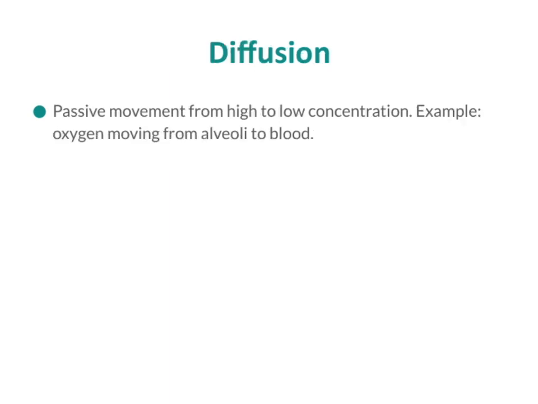Diffusion is all about movement from where there's more to where there's less, from high concentration to low. Think about oxygen in your lungs. It moves from the alveoli, where oxygen is plentiful, into the blood, where there's less. This process happens naturally, without any extra energy. It's a simple, elegant way our bodies keep things balanced, letting oxygen flow exactly where it's needed.